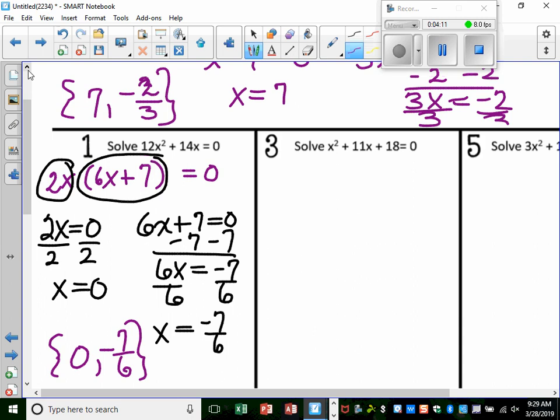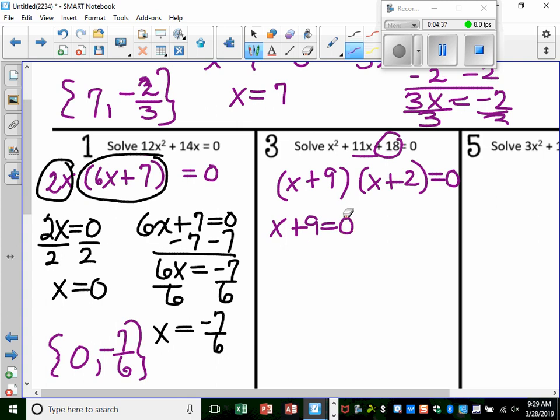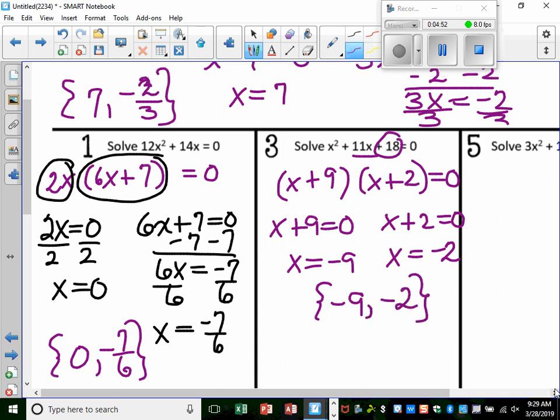So now we have x squared plus 11x plus 18. First we're going to factor it. What times what gives you 18 that will equal 11 when I add it together? 9 and 2? Will that work? So x plus 9, x plus 2, and then we're just going to set them equal to 0. Okay, solve the first one, you get negative 9. Solve the second one, you get negative 2. So my roots or my solutions would be negative 2 and negative 9.